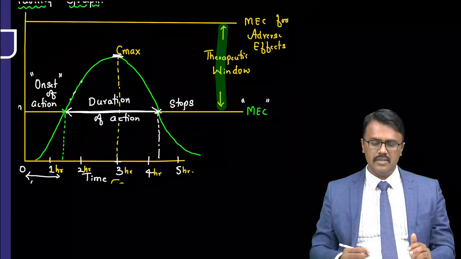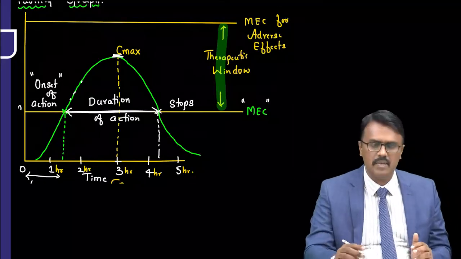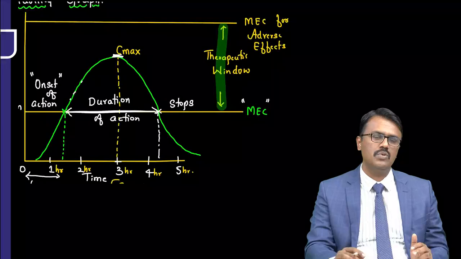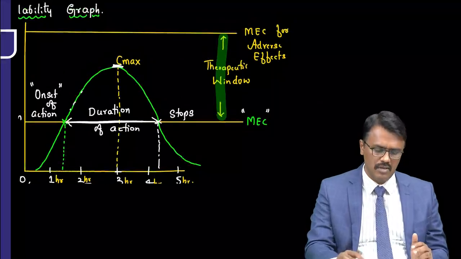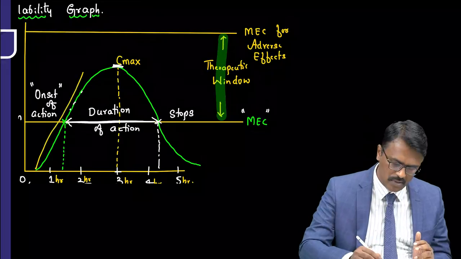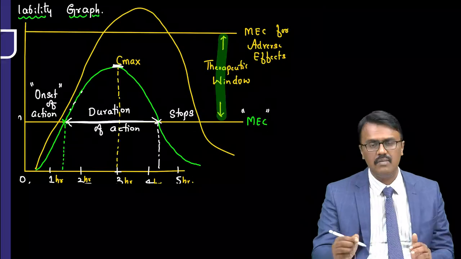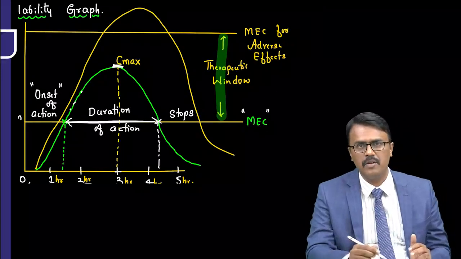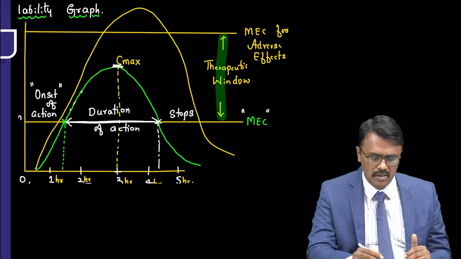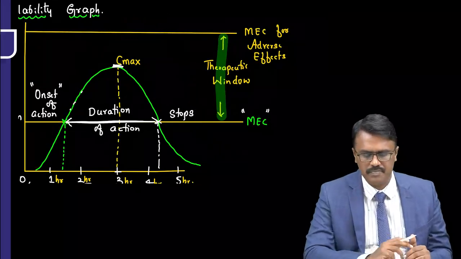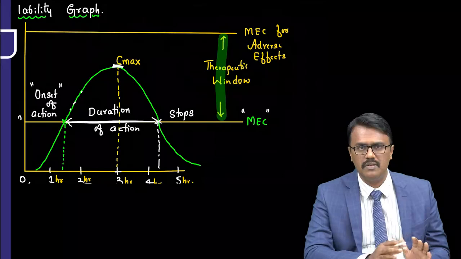The next option is, sir, can we give a higher dose? What happens if I give 2 gram or 3 gram of paracetamol? If I give a high dose, the graph goes like this. Sir, what happens if the graph goes like this? The patient will have adverse effect. So I cannot give the higher dose. So that's why the dose should be within this range.